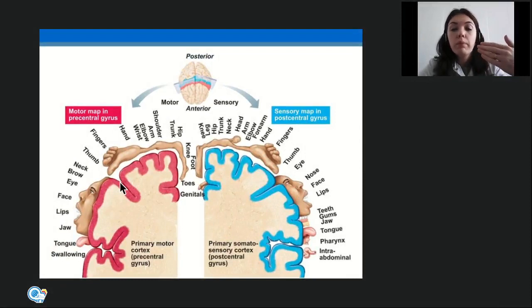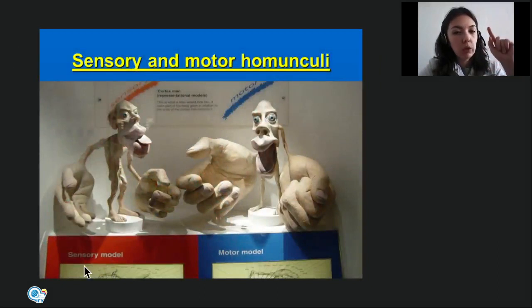So the more receptors are located in a definite part of the body, the larger part of the cortex it occupies. And the more axonal terminals are present also, the larger part of the cortex of precentral gyrus this part of the body occupies. So again, I'm telling you, such an arrangement is known as sensory and motor homunculi. Homunculus, it is singular. Homunculi, it is plural.